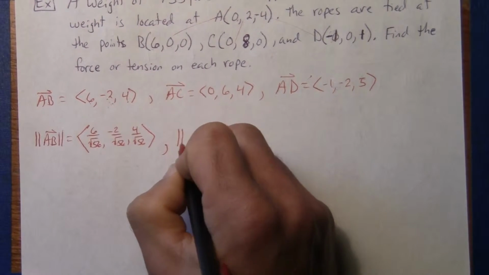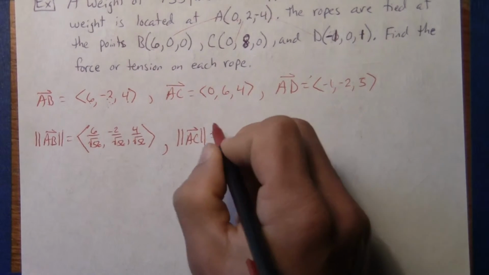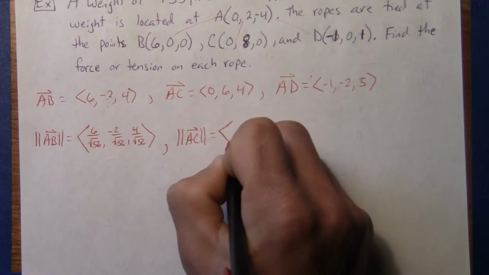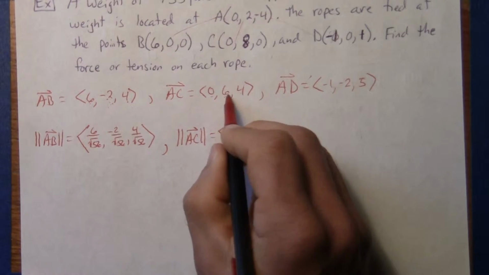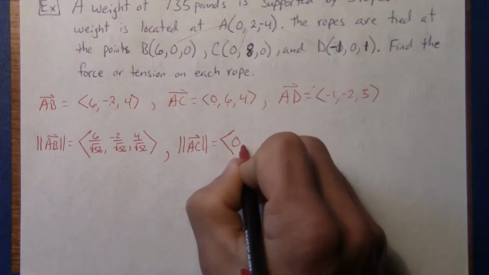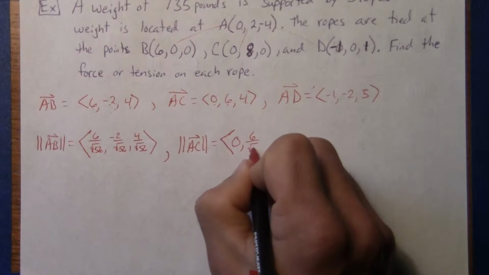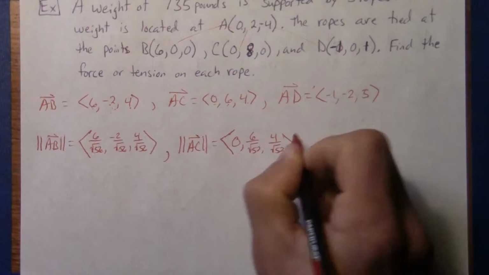And you can go ahead and find that right away instead of just doing that if you wanted to. So the unit vector for AC, or the magnitude of AC, is going to be, obviously I don't have to worry about the zero one. It's going to be 36 and 16, which is going to give you a square root of 52, so it's still going to be 0, 6 over the square root of 52, and 4 over the square root of 52.